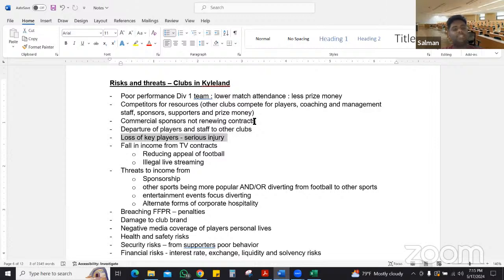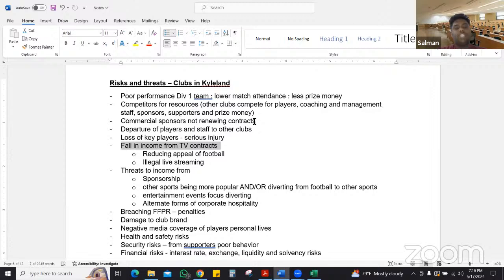Loss of key players. Players can also encounter injury, serious injury. So you might have to pay salary to the player. Normally, in reality, players get a weekly salary. This is in a contract. We sign a 3-year contract with a fixed weekly salary. And let's say after 1 year, the player got injured, can't play, but still the salary has to be paid. And the player cannot participate in competitions. That's also a risk.